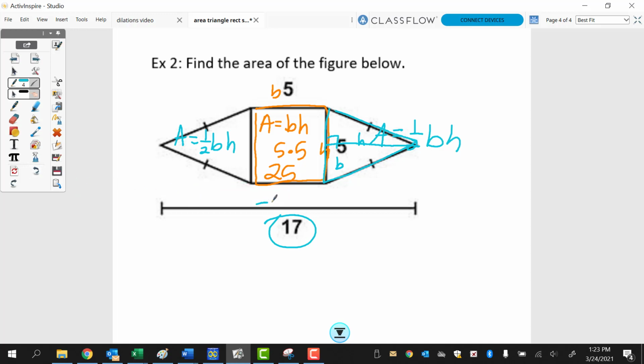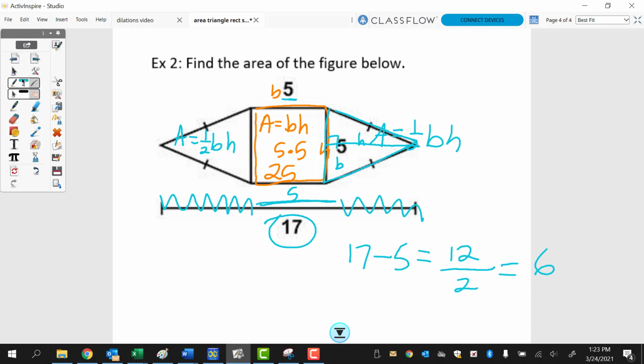Now I know that this section in the middle is 5. So let's subtract that to see what we have left. 17 minus 5. If you don't know, you would type that in Desmos. But I know 17 minus 5 is 12. So that leaves 12 for this section and this section together. So if there's two sections left and they are equal sections, we're going to do 12 divided by 2 to get how much is each one. 12 divided by 2 is 6. So I know that means that right here is 6. Right here is 6. That means 6 is my height of my triangle.